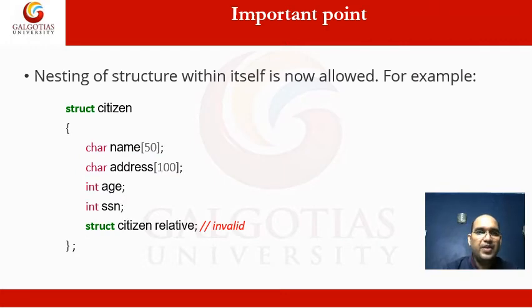Now, an important point: nesting of a structure within itself is not allowed. For example, struct citizen, and then you are writing char name, char address, int age, int SSN. Then you cannot write a struct citizen inside this. Got this? Because then what will happen? Struct citizen inside struct citizen is going to be infinite nesting, right? Because this struct citizen will again contain the struct citizen, and so on. So this way of doing it is invalid. You cannot define the same structure inside that particular structure.